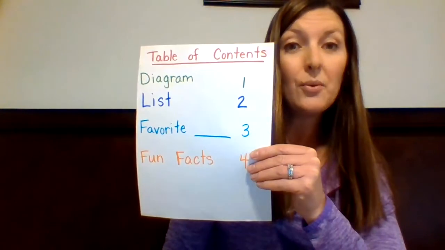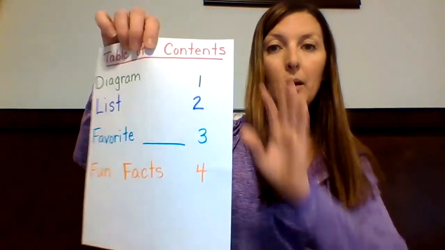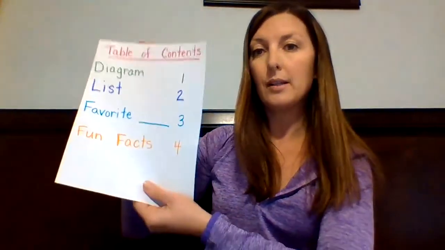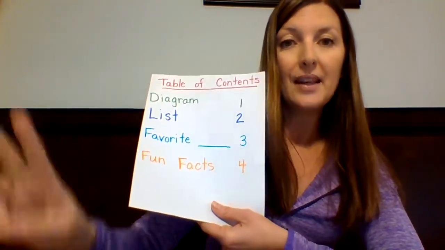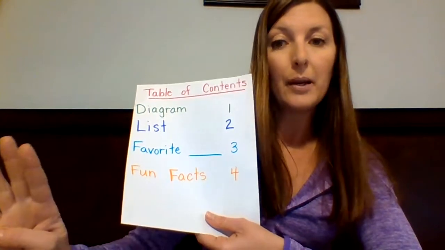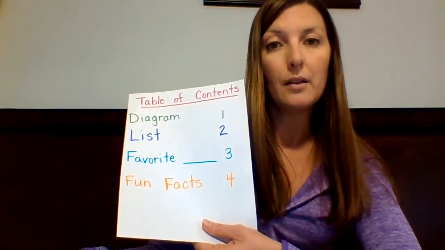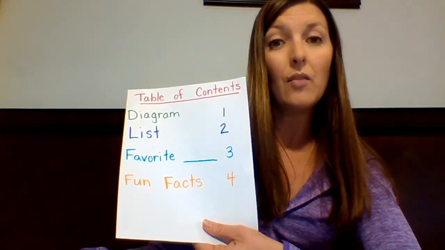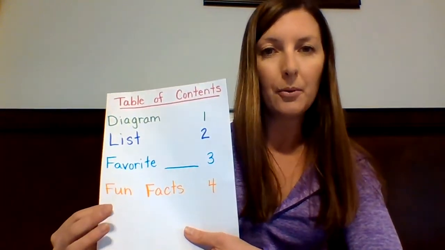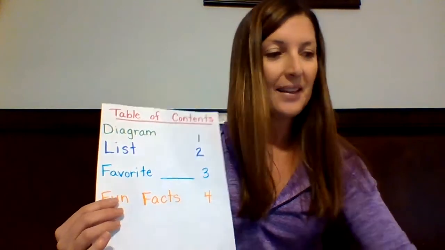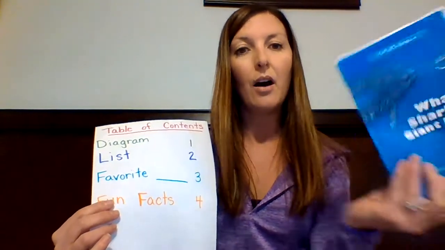Okay, once you have your table of contents, you're going to put right in order the table of contents, then the diagram, then the list, then the favorite page, and then the fun facts page will be the last page. Okay, then you'll have all the pages of the book. And then what's the last thing we always put on our books when we're all done? That's right, we put a cover.